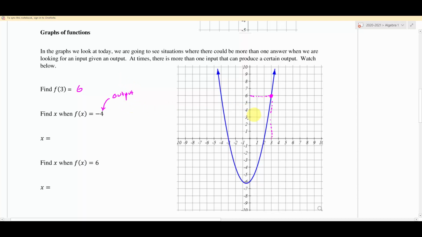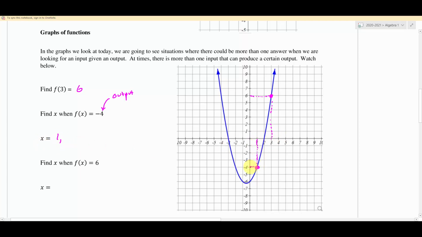All right, so I'm going to go to my graph and I'm going to go on the y scale. I'm going to find y is -4, and that's right here. And then I've got to go left or right to wherever the function is. So I could go to the right and I see a point right here with a corresponding input of 1. So x could equal 1, right? If I put a 1 in, I get that negative 4 out.